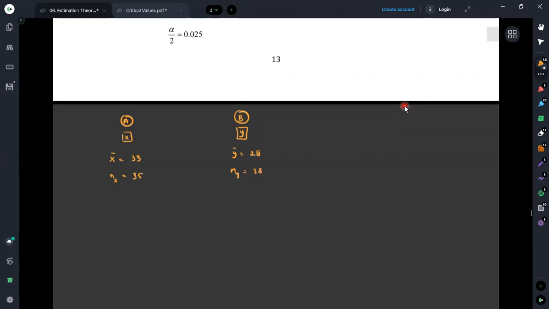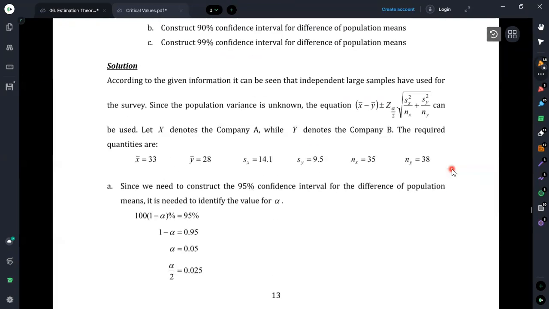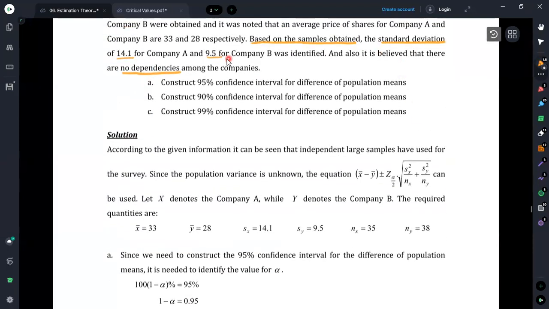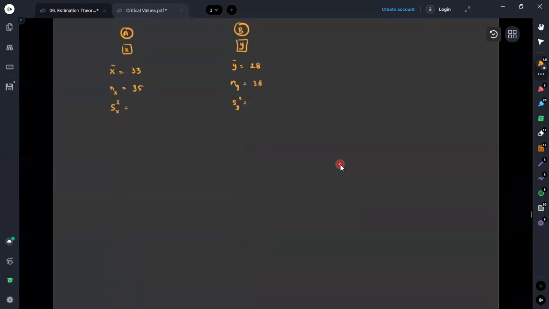What remains are the sx squared and sy squared values. Since there is no information regarding population variance, we use the sample variances, which are 14.1 squared and 9.5 squared. Since we are asked for the 95% confidence interval, alpha is equal to 0.05, while alpha over 2 is equal to 0.025. Then z alpha over 2 is 1.96.